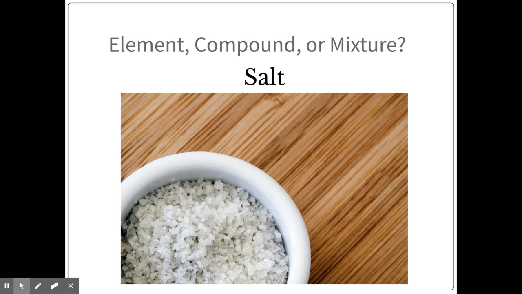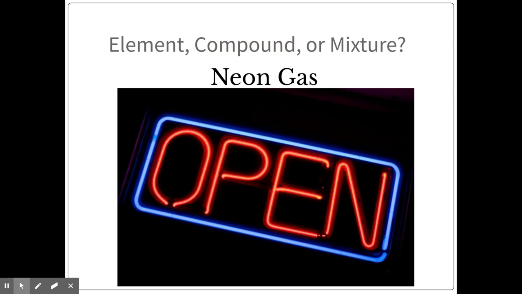Salt. Salt is definitely a pure substance, but salt is also not an element. Salt is a compound. It's sodium and chlorine. So it's called sodium chloride. One atom of sodium, Na, one atom of chlorine, Cl, bonded together with a chemical bond. Neon gas, element, compound, or mixture? Neon gas is purely neon. It's an element.